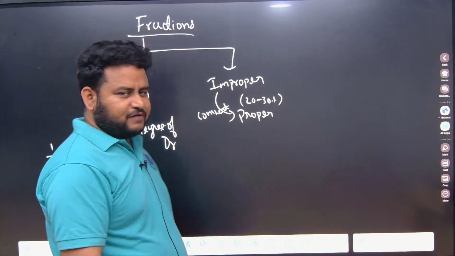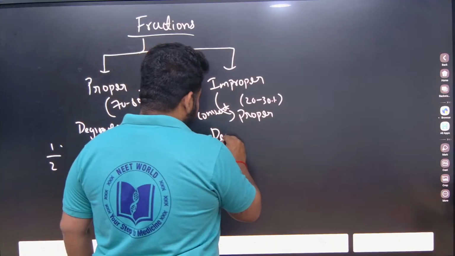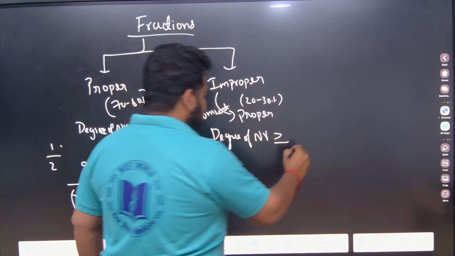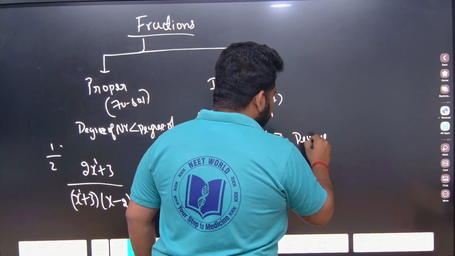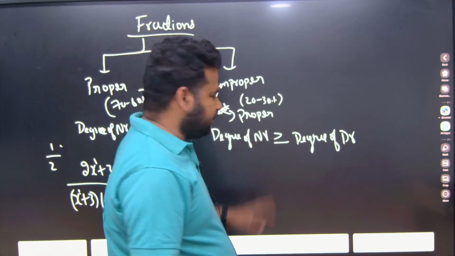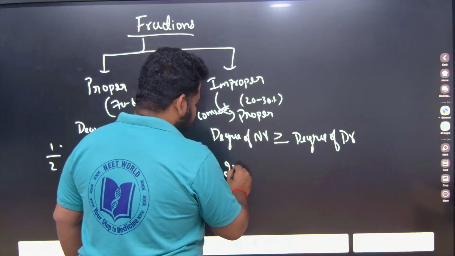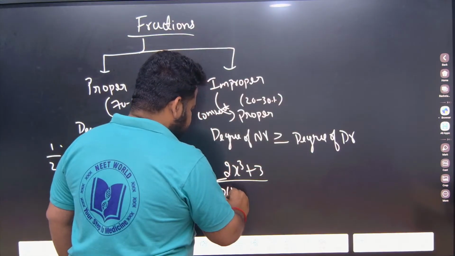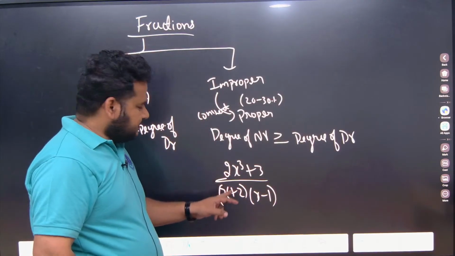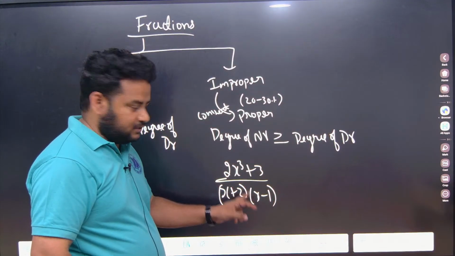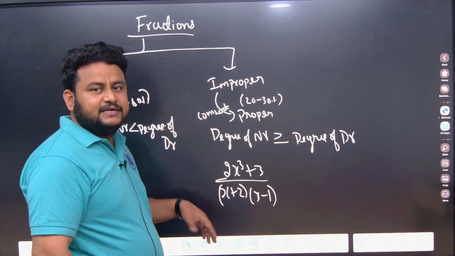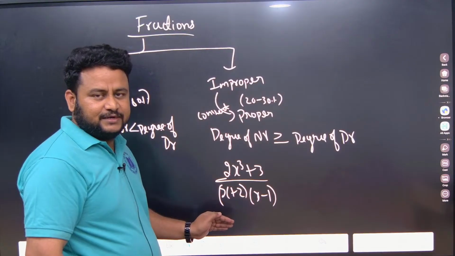Next, what does improper fraction mean? Here the degree of the numerator is greater than or even equal to the degree of the denominator. We call it an improper fraction. For example, 2x cube plus 3 divided by (x plus 2) into (x minus 1). The degree of the numerator is 3. In the denominator, x into x is x square, so the degree is 2. Since 3 is greater than 2, the degree of the numerator is greater than the degree of the denominator, so it is an improper fraction.